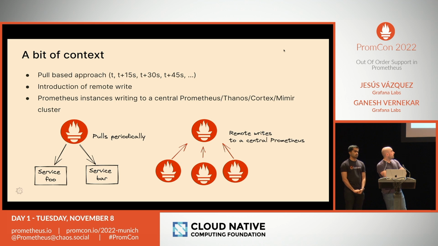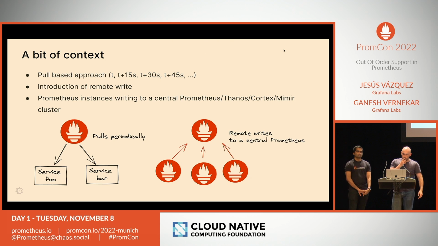Well, I think we should recapitulate a little bit, and we should think that Prometheus started with its pull-based approach, and in that context, you only went to your services to scrape for samples every few seconds, like you would configure a scrape interval and go perhaps every 10 seconds or so. And so in that context, it's very hard to run into out-of-order samples.